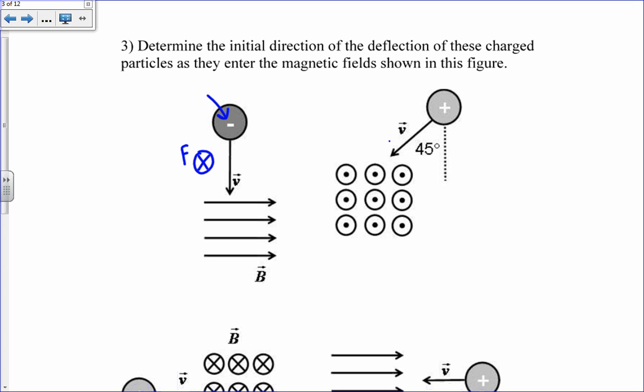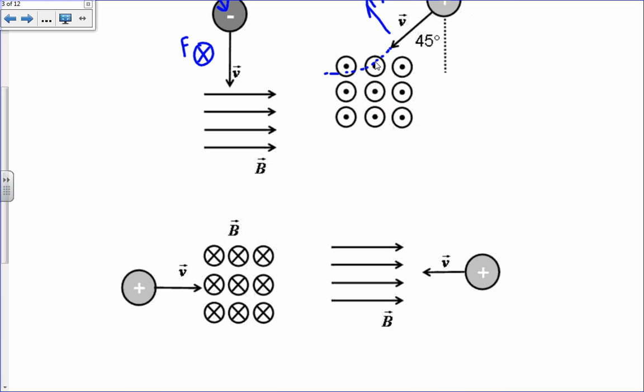On this one, the force is in this direction, and so the initial deflection, it's going to bend like that. Down here, the force is in this direction when it goes through the magnetic field, and so it's going to follow a path that looks like that. And here, where the velocity and the magnetic field vectors are anti-parallel, the force is 0. There is no force, and so it's just going to travel straight through the magnetic field unchanged.